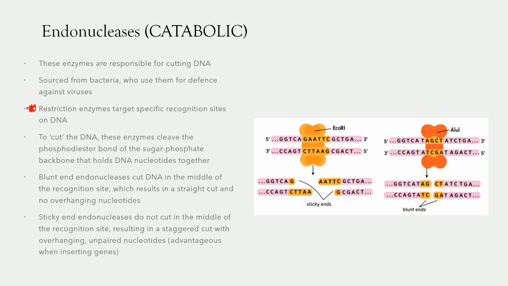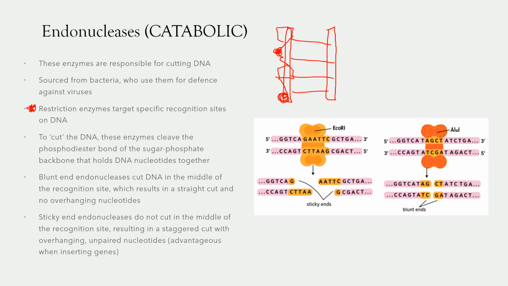So you will see in this diagram in a minute what I mean by that. To cut the DNA, the enzymes cleave the phosphodiester bond on the sugar phosphate backbone that holds DNA nucleotides together. I'm hoping that those words are clicking in your brain. Do you remember when we went through, and this is a very simple ladder version, the structure of DNA, and we remember that they have a phosphate and a sugar, and then they have bases, and they're all connected.